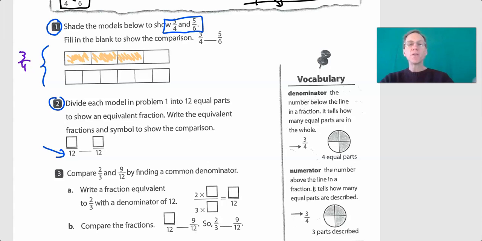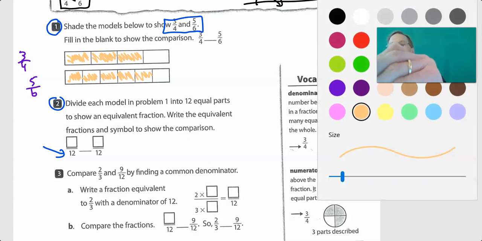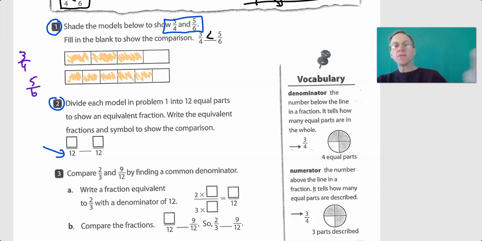Down below we have 5/6. Remember what that means? That means we have 6 parts to make a whole and 5 shaded in. Okay, let's come down here. 5 shaded. 1, 2, 3, 4, 5. And so it's pretty easy to see now. Well, 3/4 is less than 5/6.